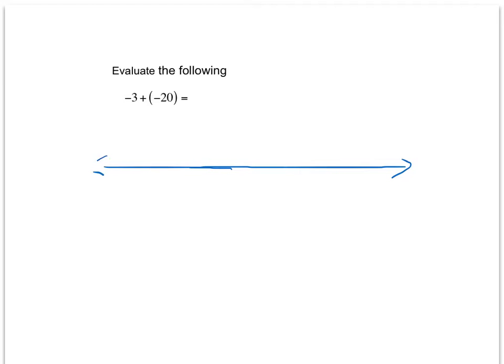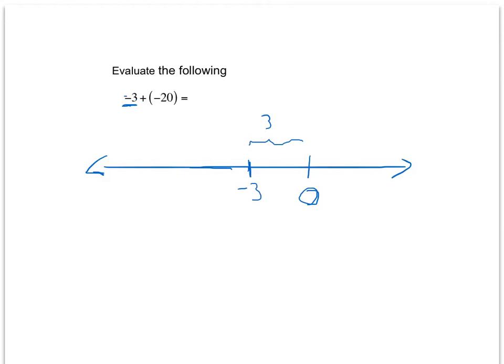And let's see, I got to start somewhere. So how about at 0? And I'm going to add this -3 because we're doing nothing but adding. I'm going to add the -3 to the number line, and it goes something like this. I'm going to go 3 units to the left because it's a negative number, so I'm going in the negative direction. And that puts me at -3.